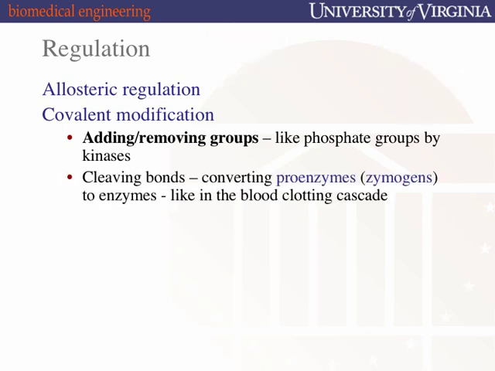All right. Another way is to cleave bonds. So we can convert things like proenzymes. Remember, I talked about this designation of proteins. Pro in front of a proenzyme or a proprotein implies that there's some type of processing step to get the mature product. In this case, it's an enzyme that has to undergo some type of proteolytic cleavage in order to become active. We call these proenzymes. You'll also see them in literature called zymogens. The best example of this is the blood clotting cascade.